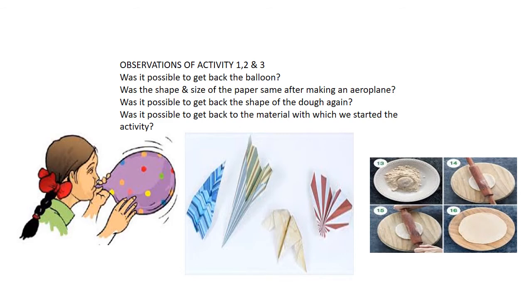Third experiment we did. Was it possible to get back the shape of the dough again? Yes, we were able to roll that again. So was it possible to get back the material with which we started the activity? First activity, we started with the balloon. After blowing the balloon, we got back the balloon in the same shape and size. Second, we made the aeroplane with the paper. That time we again got the paper back by unfolding it. Then we rolled the chapati. We were able to get the dough ball again, right?